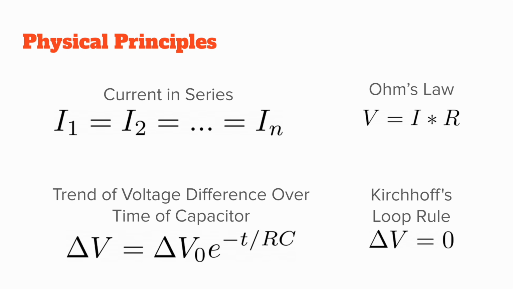The physical principles to understand for this lab: current in series is the same throughout the entire circuit, so I1 is equal to I2 for however many resistors are present. Then Ohm's law: voltage is equal to I times R, where I is the current and R is the resistance. The trend of voltage difference over time of a capacitor was given in the lab experiment guide. And we also need to know Kirchhoff's loop rule, which states that the round trip potential difference is going to be 0 in a closed circuit.